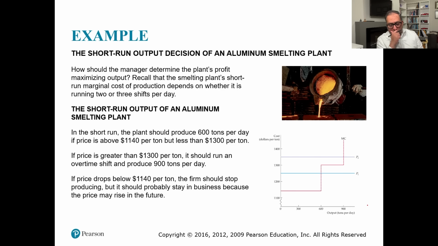In the short run, the plant should produce 600 tons per day if the price is above 1140 per ton but less than 1300 per ton. If the price is greater than 1300 per ton, it should run an overtime shift and produce 900 tons. So if the price is like 1140, then they produce 600. If the price is above 1300, then it is good to produce 900. So we determine the quantity based on the price.